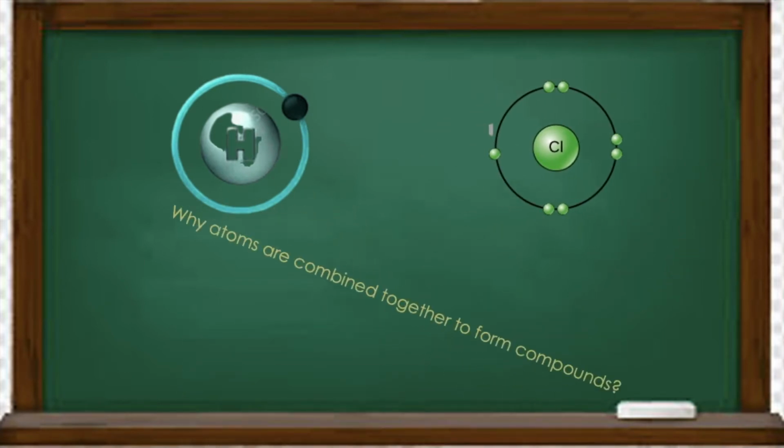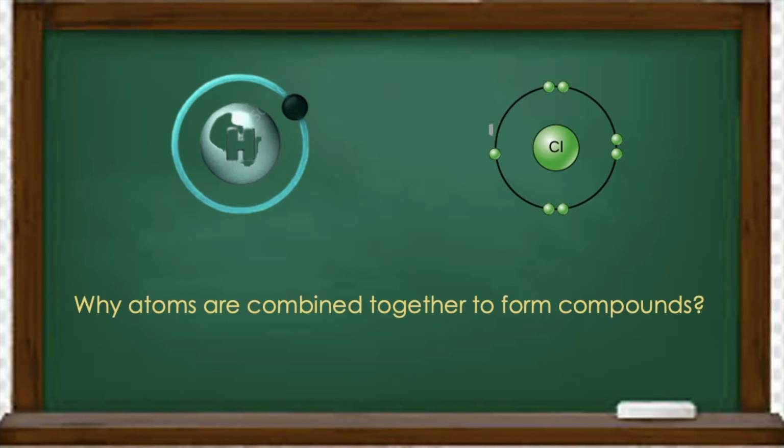But why are atoms combined together to form compounds? What is the need for that? So guess your answer: it is to reach a stable electronic configuration. Electronic configuration represents the electrons present in the outermost shell. How to find this stable electronic configuration?